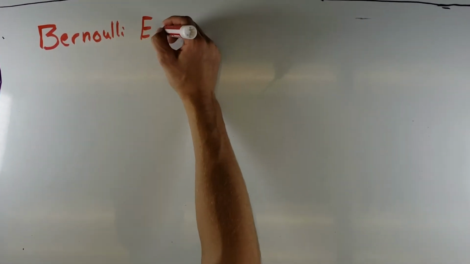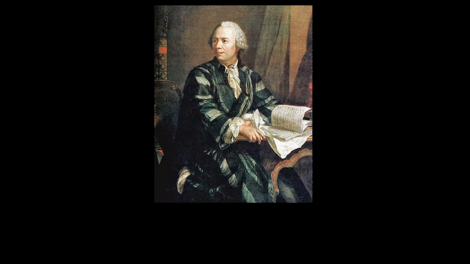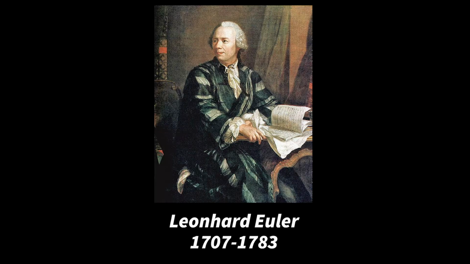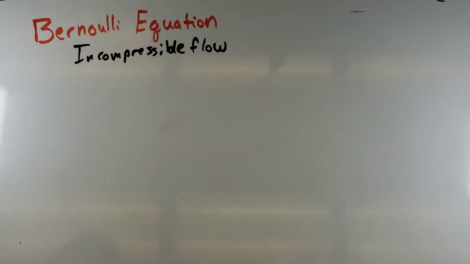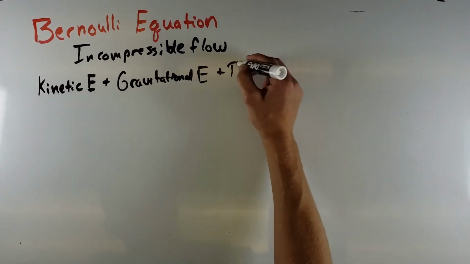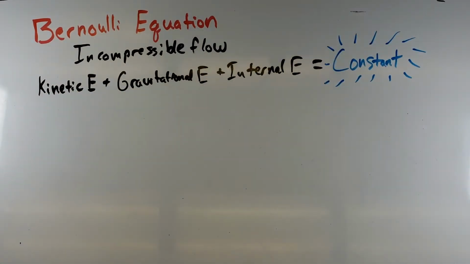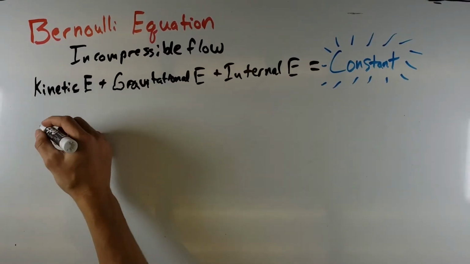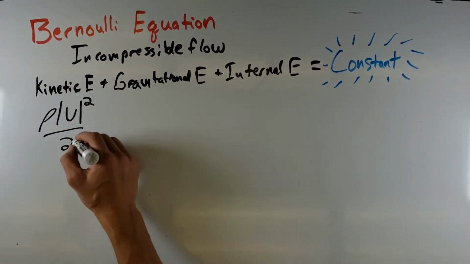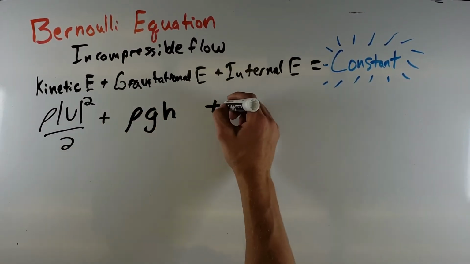The geyser and the reaction can be modeled by the Bernoulli equation. Derived by Leonhard Euler, it states that, for an incompressible flow, the sum of all energy in a streamline is constant for all points along the streamline. This means we can set up the Bernoulli equation for 2 points in the geyser and simplify.